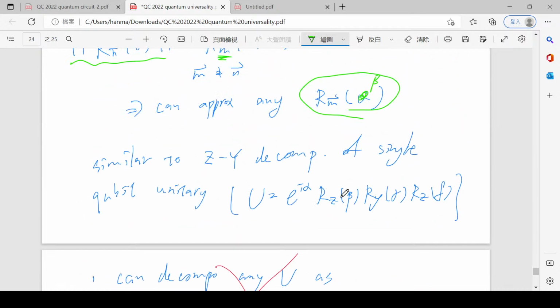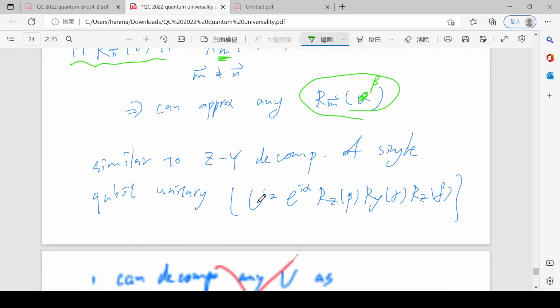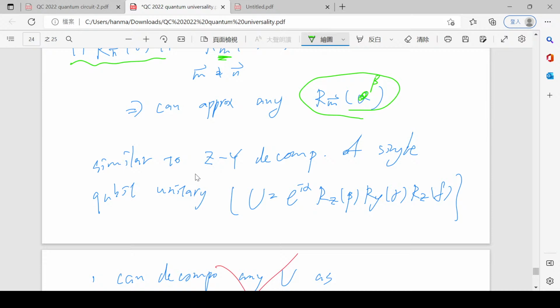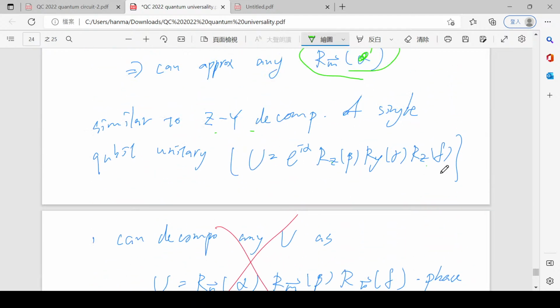So you read Nielsen and Chuang, it says you can do this just like what we do in the ZY decomposition. So you only need three rotations. Right? We say if you have a rotation on the z-axis, a rotation on the y-axis, and a rotation on the z-axis, then you can tune this alpha, beta, gamma, and delta, and get an arbitrary unitary, obviously also with this phase e to the i alpha. And this is actually not true in general, because this kind of decomposition is only true because y and z here are orthogonal.